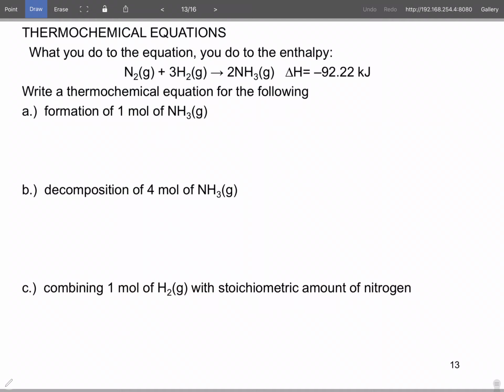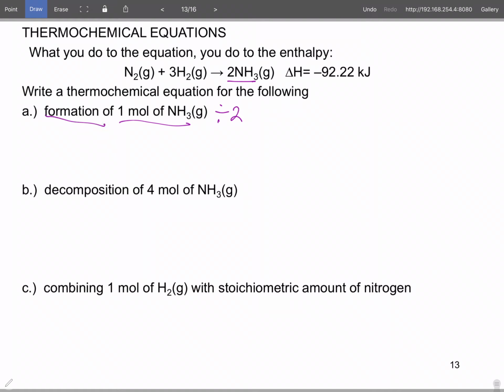So let's work a problem. All right? So what you do to the equation, you're going to do to the enthalpy. So if you multiply the equation, you multiply the enthalpy. You flip the equation, you flip the sign. You divide, you divide. Okay? So it says write a thermochemical equation for the following formation of 1 mole of ammonia. So if we look at this, the original equation has 2 moles. So what we're going to do is we're going to divide it by 2, everything. It's like a mathematical process, so you divide everything.